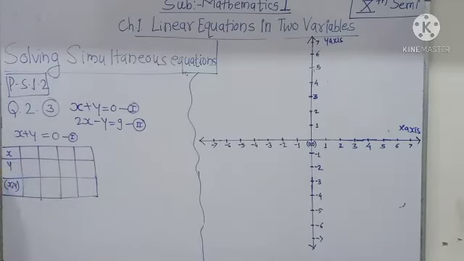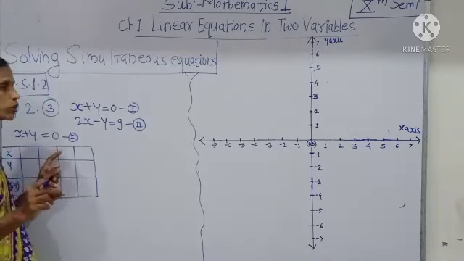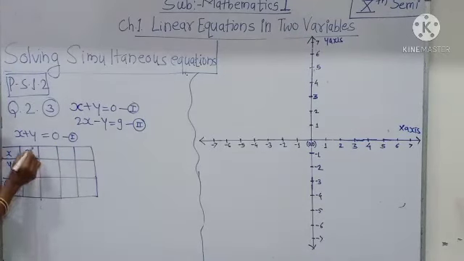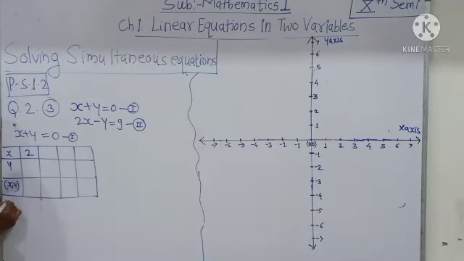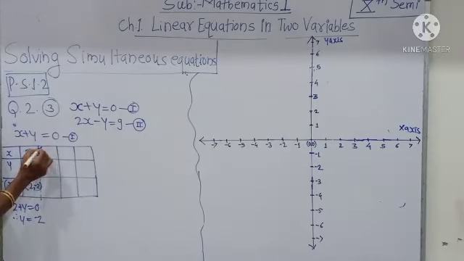See here, if x is equal to 2, then putting the value 2 here, 2 plus y is equal to 0. Therefore, y is equal to minus 2. Therefore, (2, -2) is the first ordered pair.